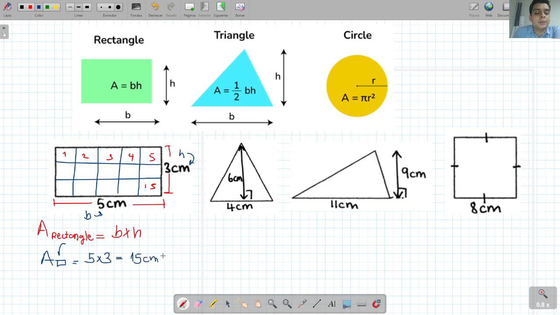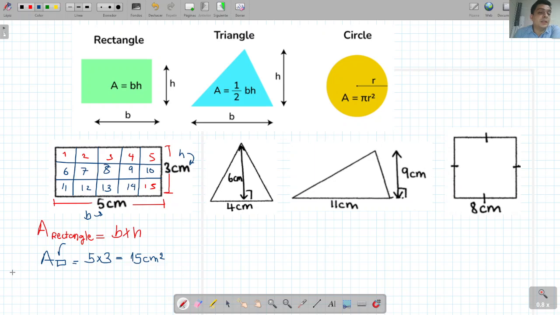15 centimeters squared. Now, if we cut this in different squares, we have 1, 2, 3, 4, 5, here 6, 7, 8, 9, 10, 11, 12, 13. We have only 15 squares. So this is what we call 15 centimeters squared.